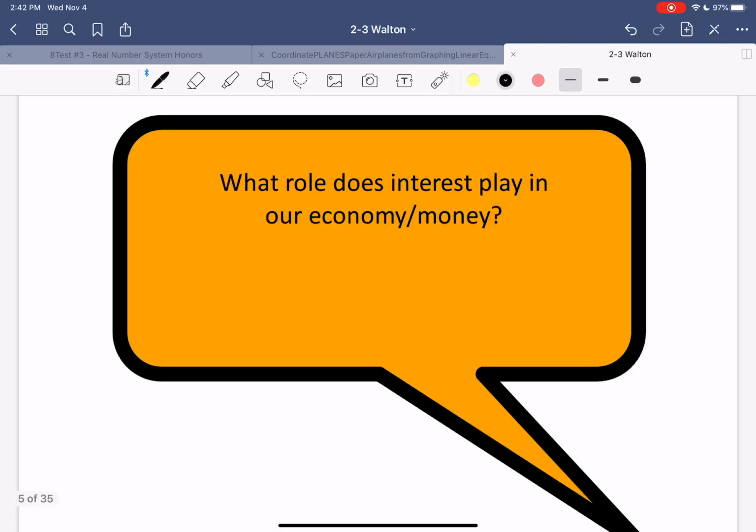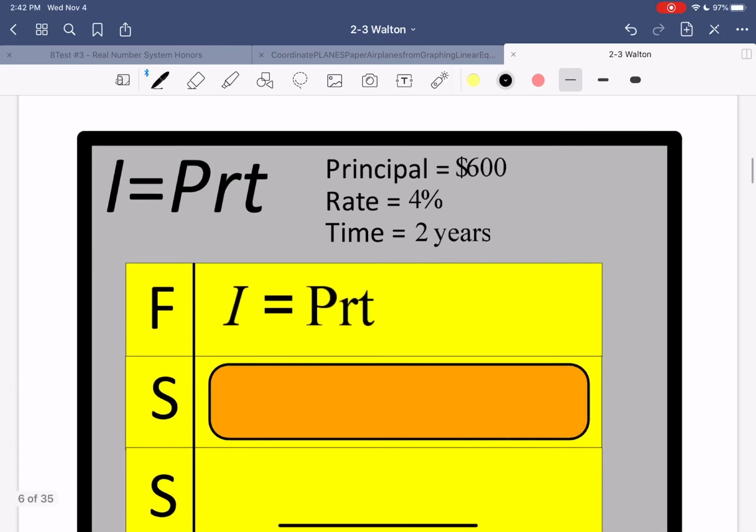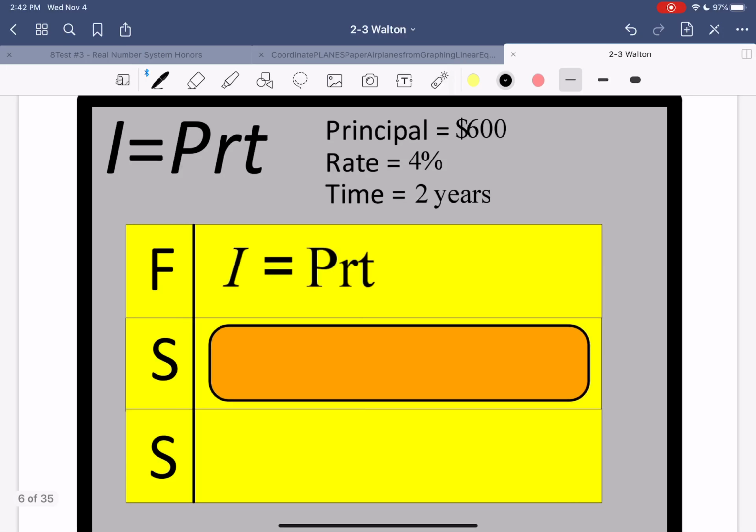So a big thing about interest is that it has a huge role in our economy, and it can be a huge role in the positive realm and in the negative realm. So hopefully as we go through this we can see when it is a good thing or when it is a bad thing. So we're going to look at this today and kind of break down each of our formulas and be able to substitute them and simplify them accordingly.